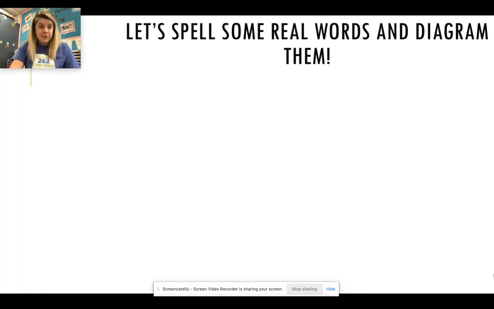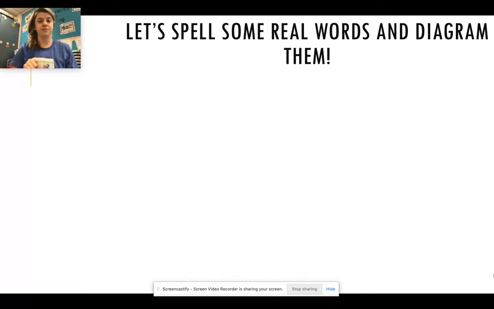So let's get us a piece of paper. Are you ready? You can pause your video if you need to. Grab a piece of paper and a writing utensil and then come on back. All right, here we go. Our first word. Are you ready? Our first word today is plow.